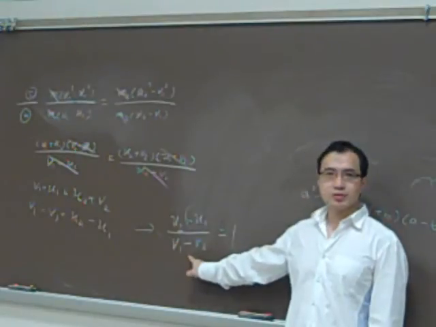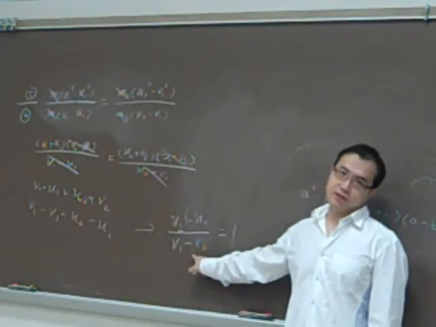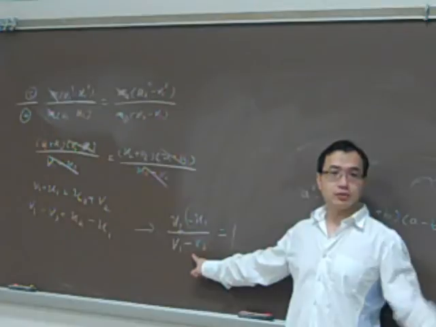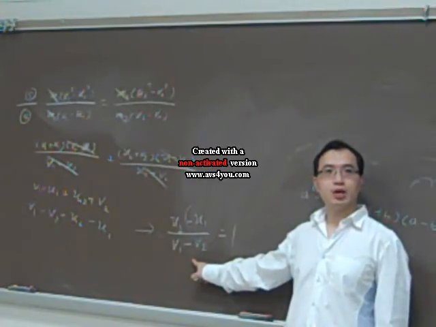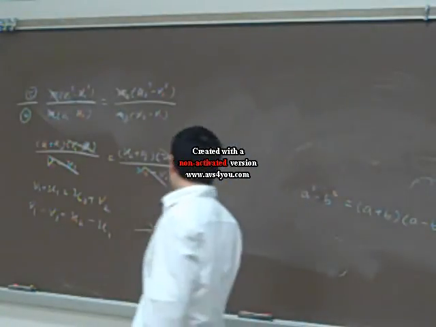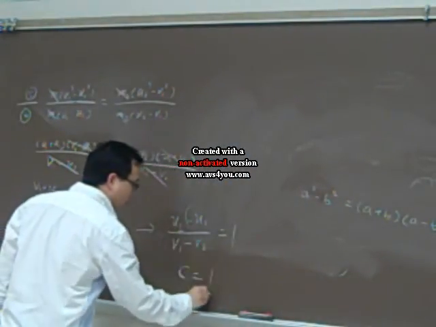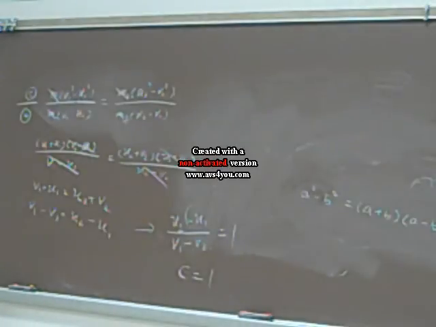And of course, this is the definition of the coefficient of restitution, right? Okay. So we proved that e equals 1 for elastic collision. Okay, any question here?